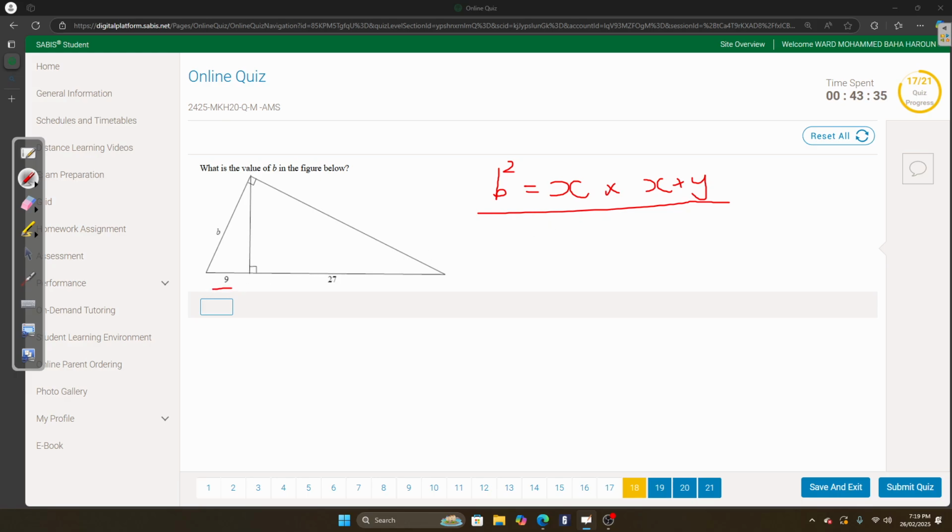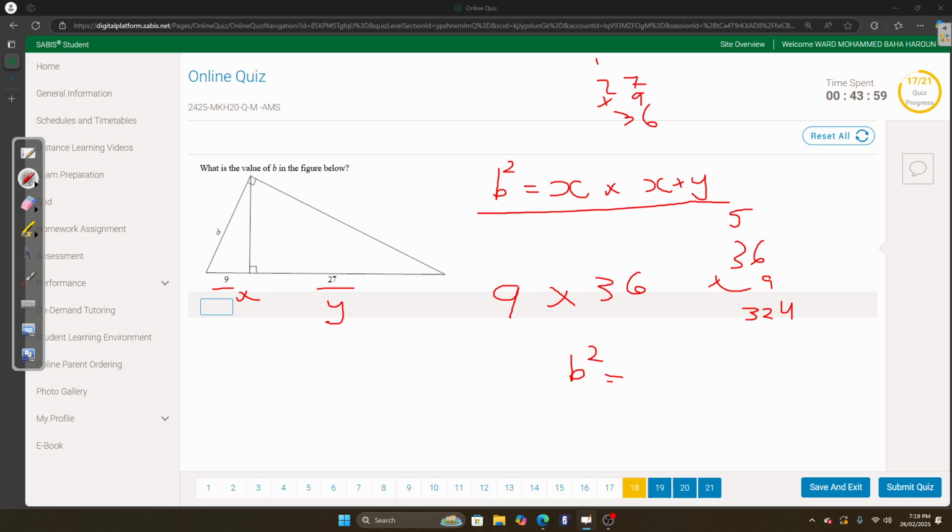This is the formula. In this case, 9 is x, 27 is y. x times 9 plus 27, which is 36. 36 times 9, 6 times 9 equals 54, 3 times 9 is 27, plus 5 is 32. You get 324. So b squared is equal to 324. And then you square root it because it's equal to b squared.